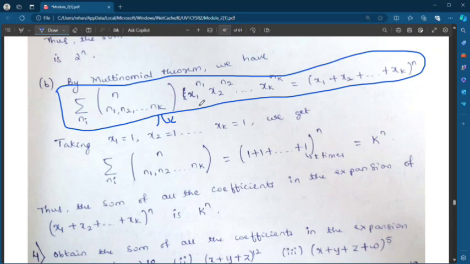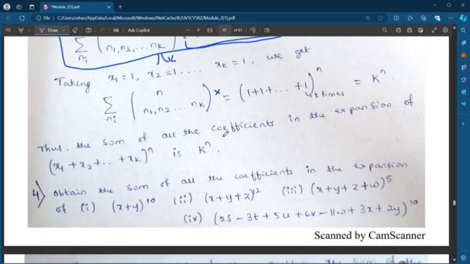So now see here, 1 to the power of n1 into, okay, this into 1 to the power of n2 is again 1. So here we are not writing this part. Only this will come. So there is 1 plus 1 plus so on up to 1, which is nothing but k number of times, to the power of n, like that directly we will write. So thus the sum of all the coefficients in the expansion of this is k power n.